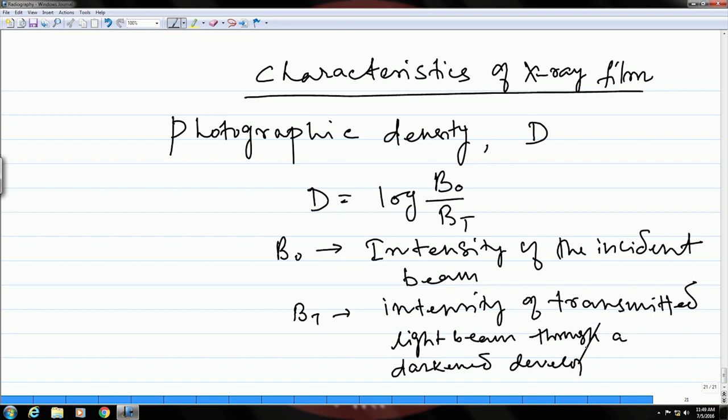So, you take the film which is already developed and darkened, and then measure the intensity of light which is passing through it. Now, if you take the ratio of this incident intensity and the transmitted intensity, which is B naught by B t, and if you take the log of it, you get the photographic density D.